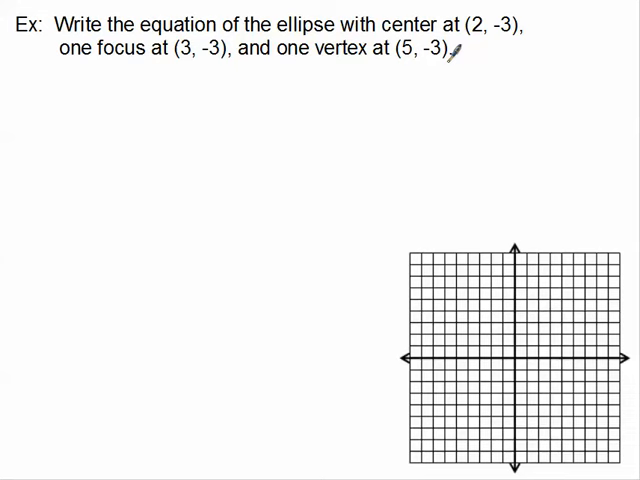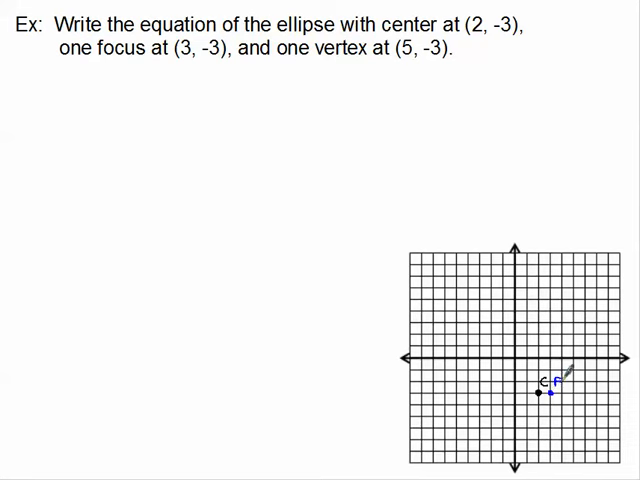Okay, let's go ahead and plot these things. Let's plot the center at 2, -3. That's 2, -3 is right here. It's real important, in my opinion, to label our points with little letters so we know which point is what. Okay, so we've labeled the center. Let's label one of the focal points 3, -3. So that's over here at 3, -3, and I'll label that with an F.